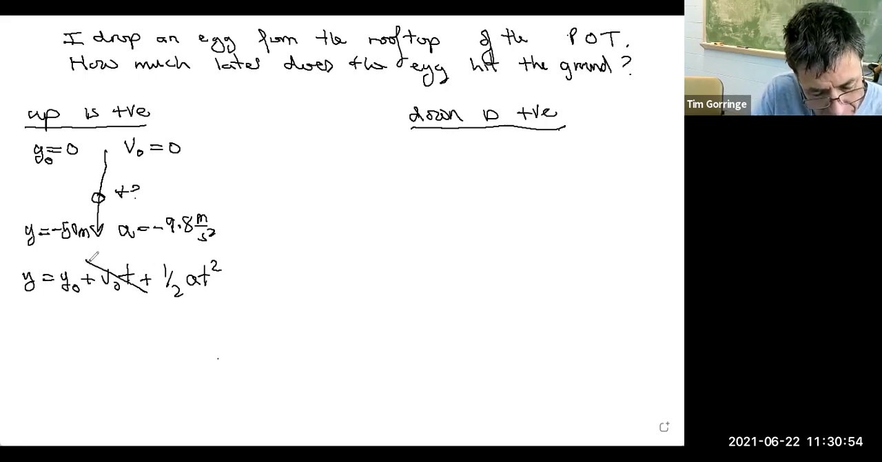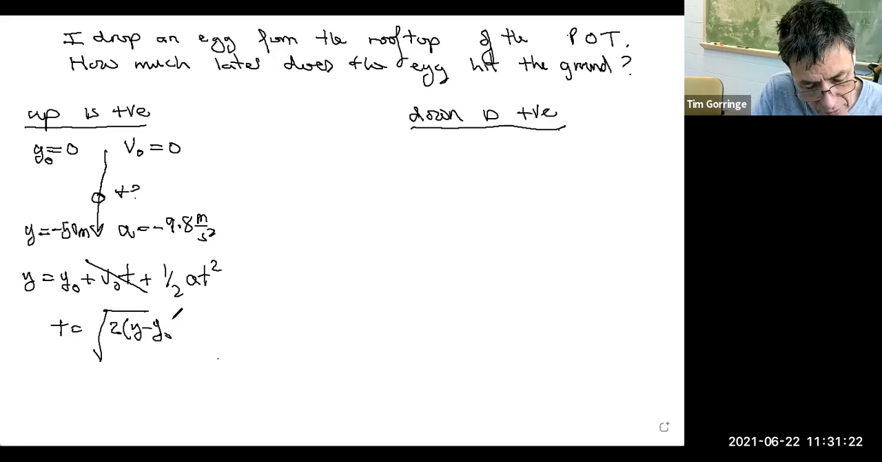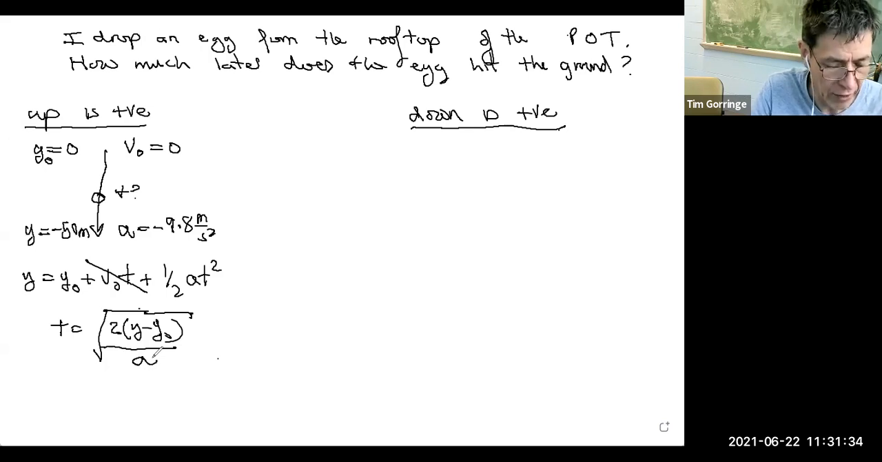It's handy because the term involving the initial velocity vanishes for the dropped object, and we can simply rearrange this equation by multiplying through by 2, dividing by the acceleration, and taking the square root to get the following equation for the time. In the numerator is 2 times the displacement, y minus y naught. In the denominator is the acceleration. And then we just take the square root of that ratio to get the time.